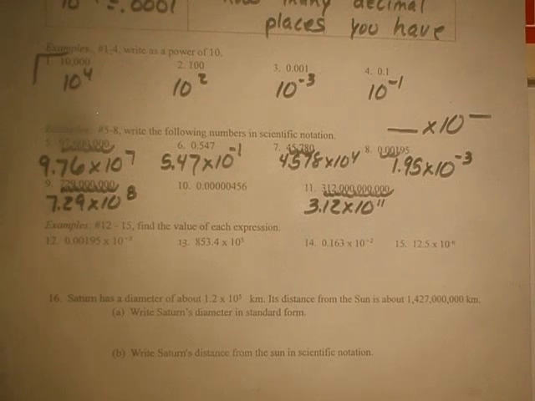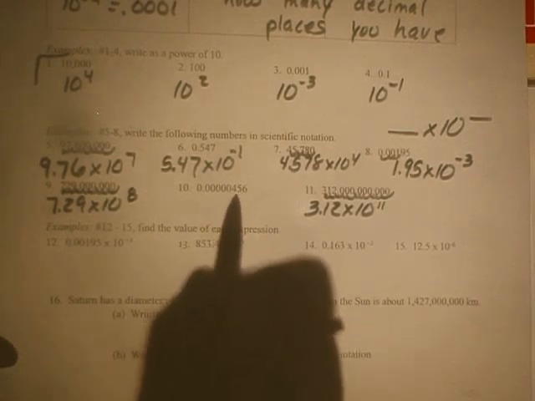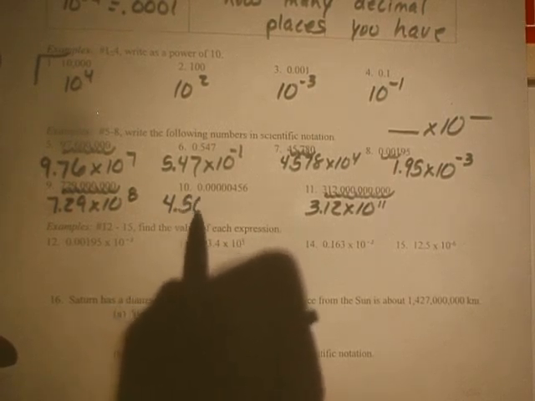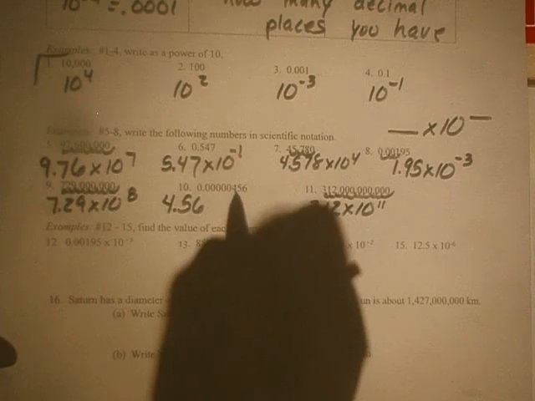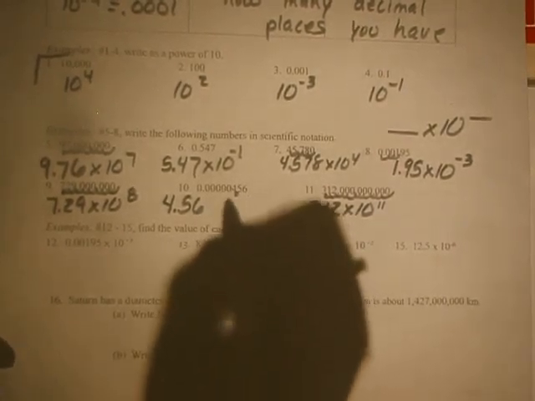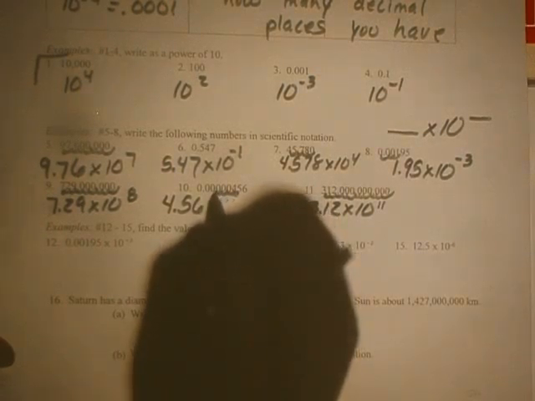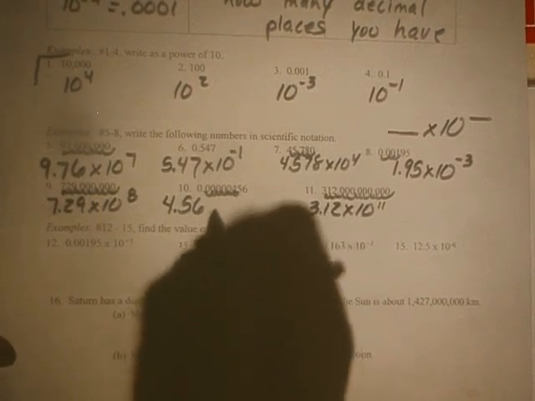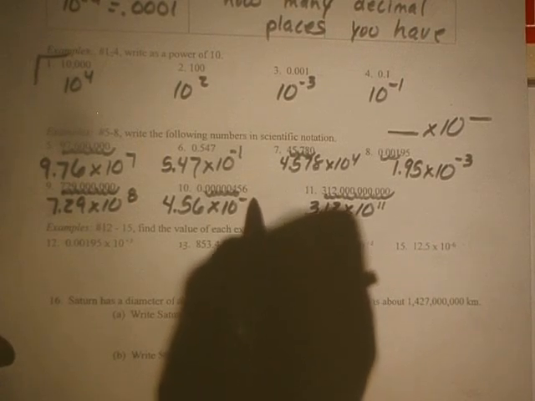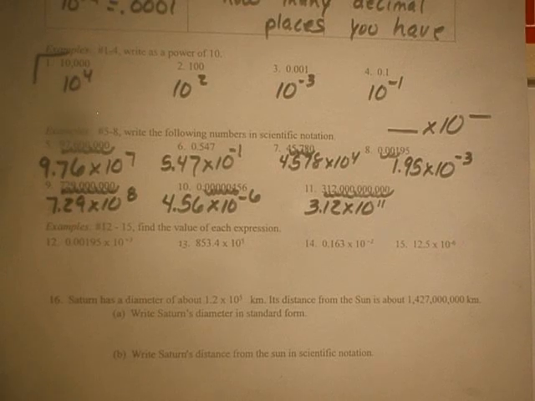Number 10, writing this number in scientific notation, we need a number between 1 and 10. So that would be 4.56. The decimal point would be right there between the 4 and the 5. And we have to move that decimal point over 1, 2, 3, 4, 5, 6 spaces. Since it's to the left, it's a negative. And we moved it over 6 spaces, so that would be 10 to the negative 6.